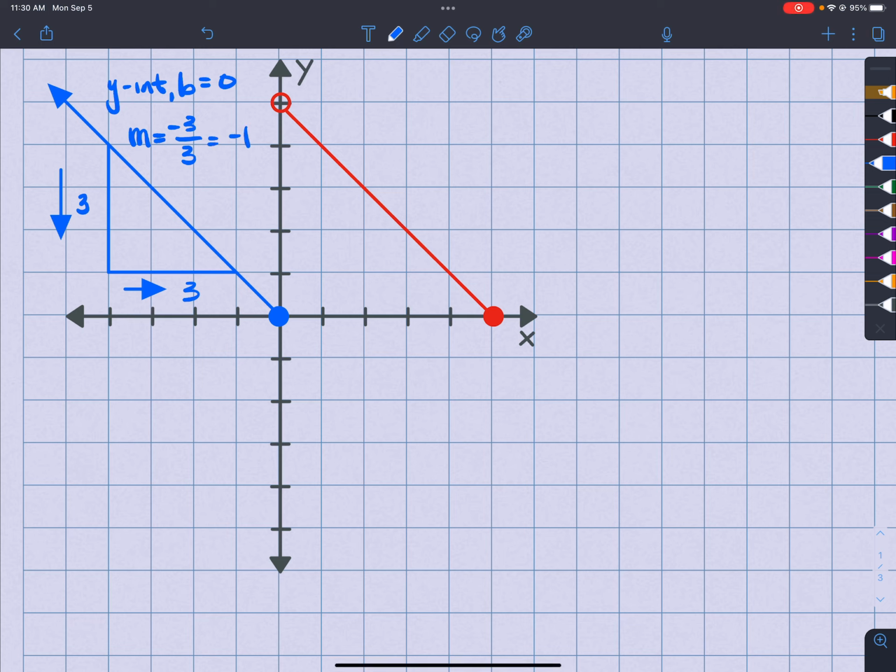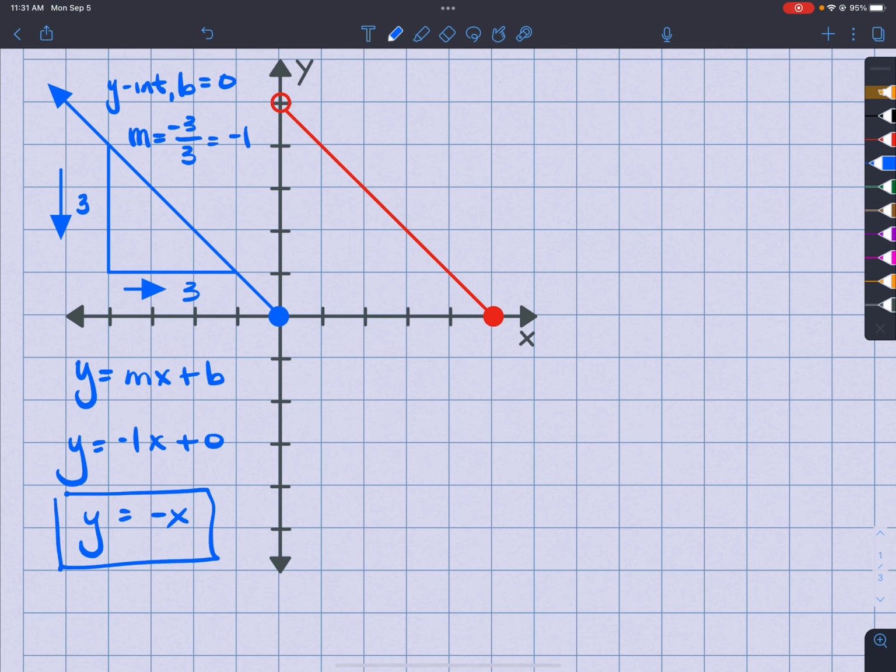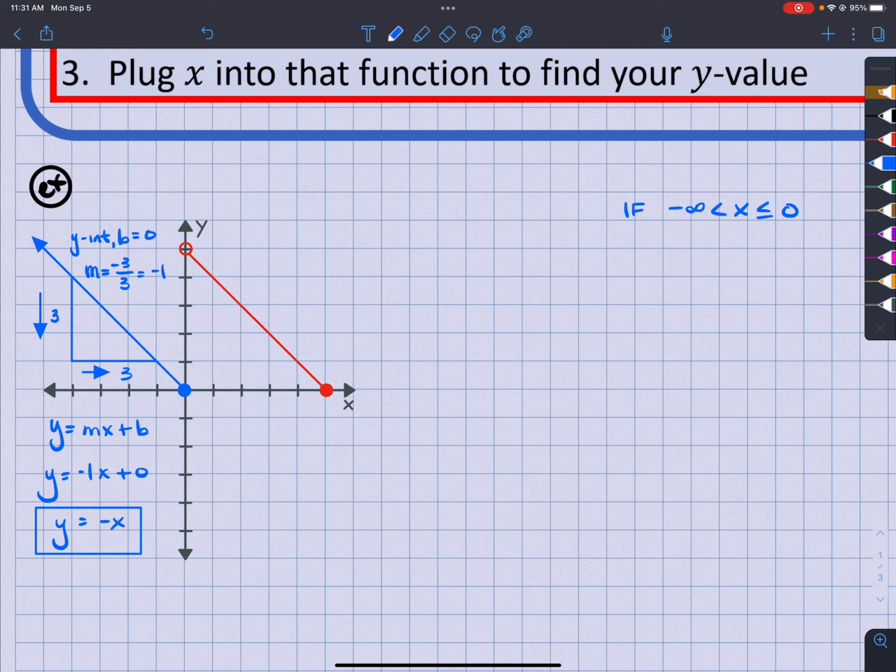So now I can write the equation of this blue line, right? I got y equals mx plus b. So y is equal to negative 1x plus 0. That means y is equal to negative x. All right, so that is my blue line, and that occurs in this interval. So this is going to be y equals negative x.